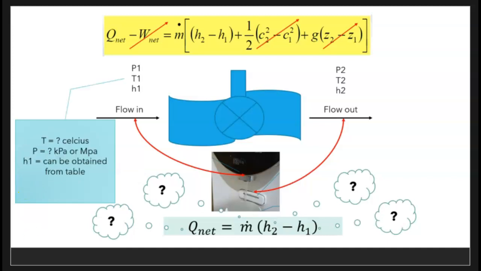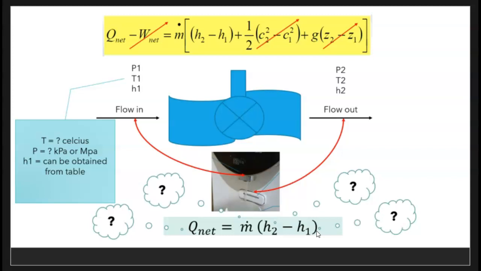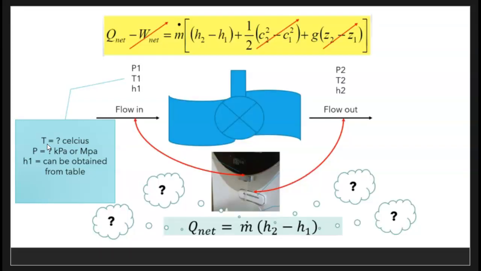Next is, how are you going to find out your state 1 here, right? From the previous class, when we learned about reading your property table, you need to know 2 known values. But in this case, in order for you to get the enthalpy at state 1, you will need to have at least the value for pressure and temperature. If it's in homework or test or final exam, this is usually given to you.